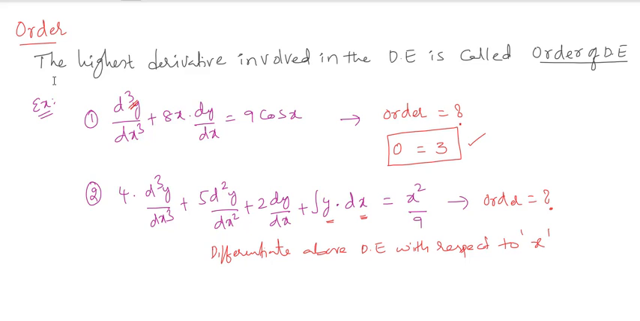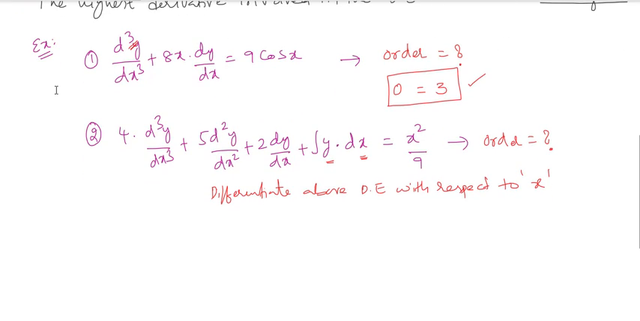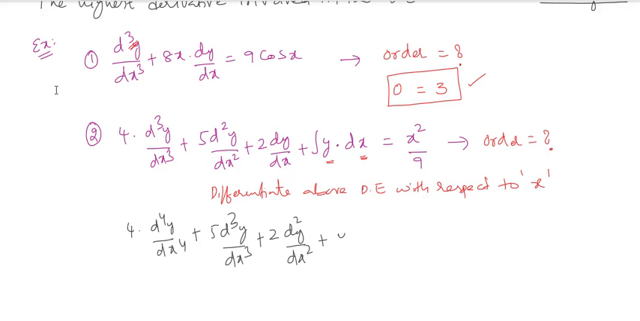So that is the reason why, if I do the differentiation for this, what will I get here? Differentiation means 4 into d power 4 y by dx power 4, plus 5 into d cube y by dx cube, plus 2 into d square y by dx square. The integration and differentiation will get cancelled, so you will have y, then the differentiation gives you 2x divided by 9.